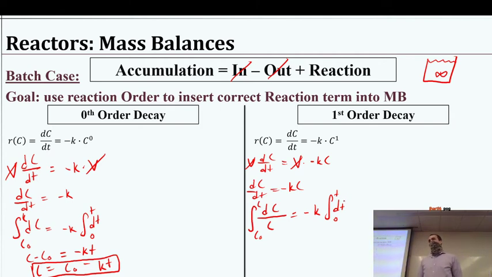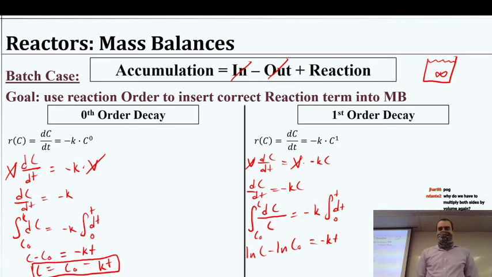Now, this is kind of the one thing you'll have to remember from calculus in order to make this process more convenient, and that is the integral of 1 over x dx is natural log of x. So when we do this, you'll see that here we end up with the natural log of C minus the natural log of C naught is equal to negative kt. All right, one other thing that you should remember at this point is an algebra trick with the natural logs. If you have natural log of something minus the natural log of something else, you can actually just do natural log of that something over something else. So it's natural log of C divided by C naught. It's mathematically equivalent. Equals negative kt.